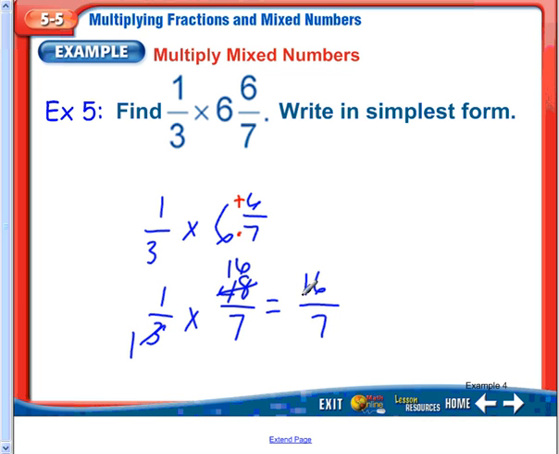And I can simplify my final fraction here because it's improper. So I can make 2 whole because 2 times 7 is 14. And if I subtract 14 from 16, I have 2 out of 7 left. And I'm not able to simplify that any further.